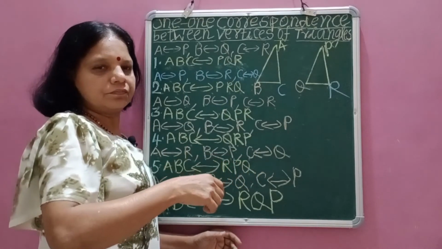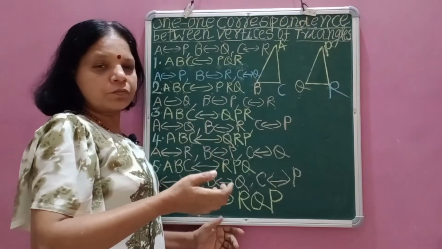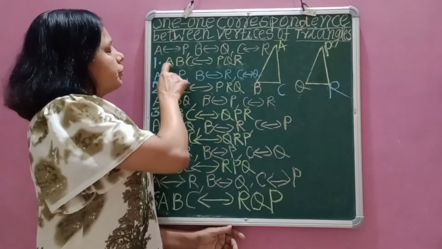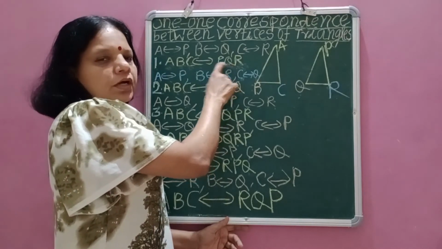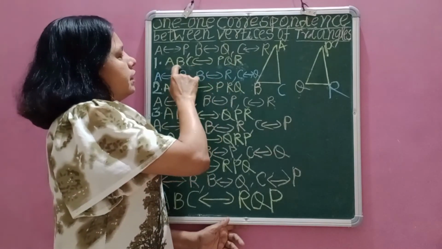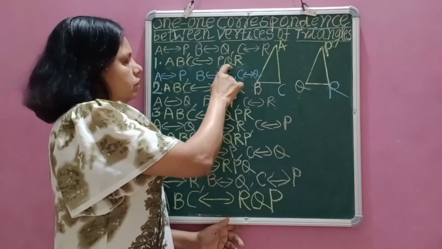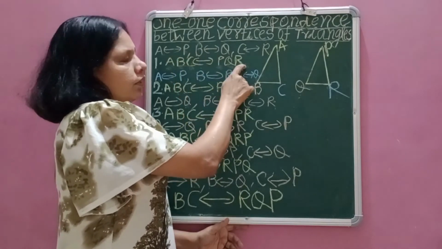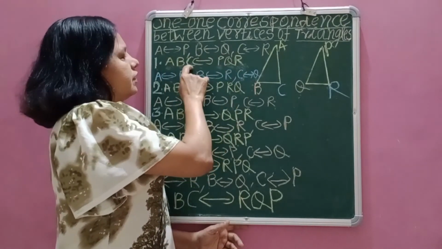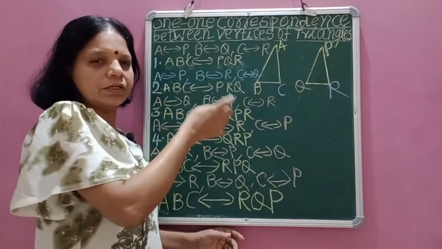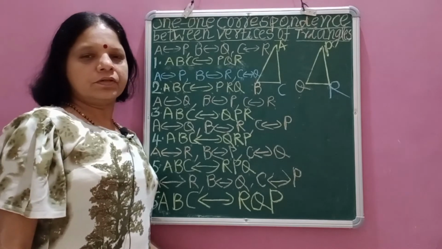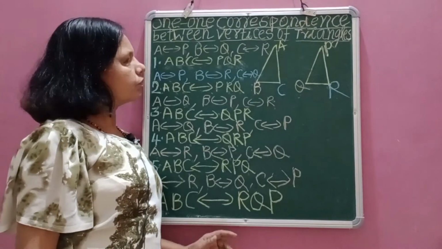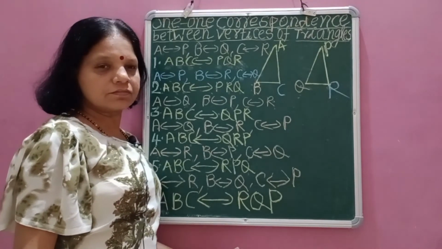Now how to get the corresponding sides? If you take the first two letters here, take the first two letters there also. So corresponding sides are AB and PQ, BC and QR, AC and PR. So it is very easy to get the corresponding angles and corresponding sides, and you understood how to write the correspondence in 6 ways.